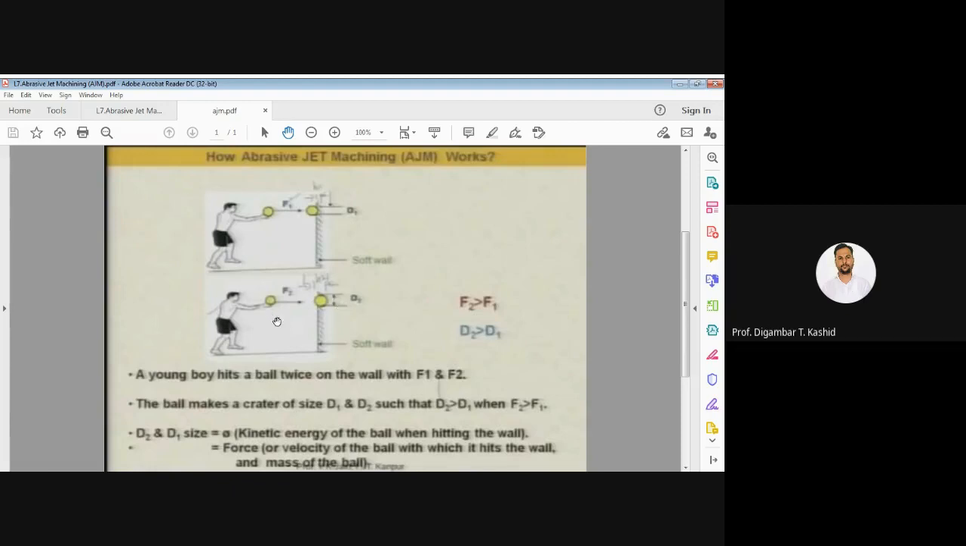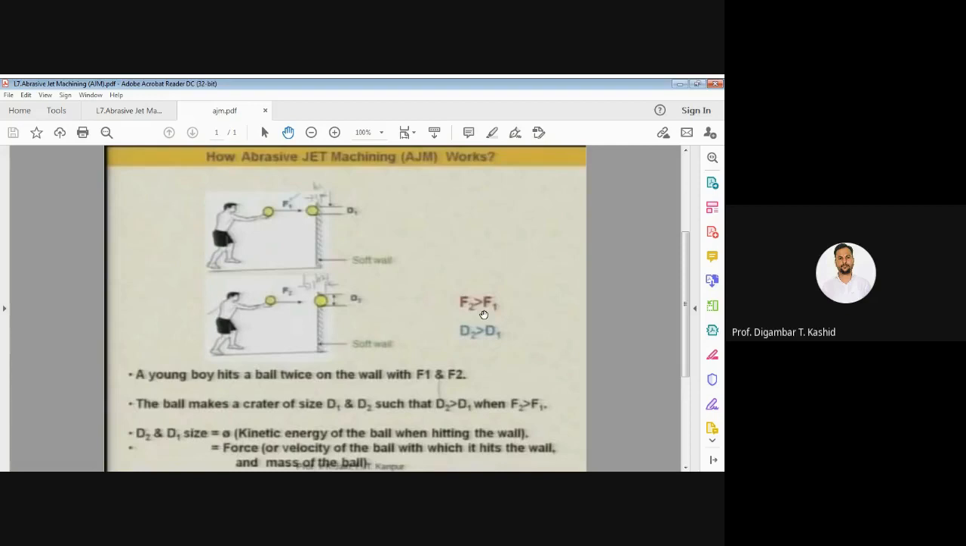So this will depend upon with how much force and with what velocity the first person and the second person are throwing the ball. In the second case, the velocity or the force being applied on the ball is larger than the first one. That means F2 is greater than F1.